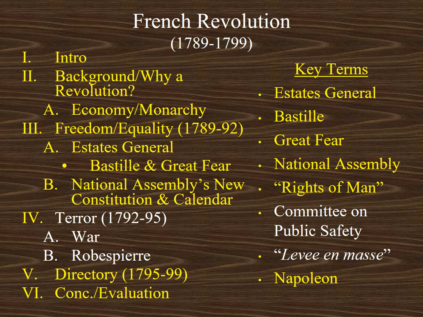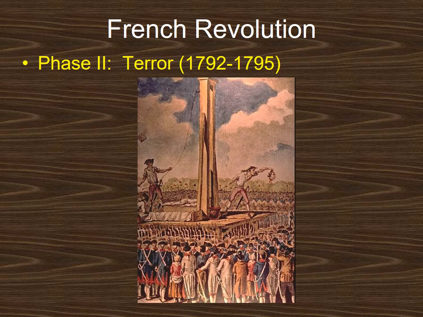Those are some of the highlights of the first phase of the French Revolution based on freedom and equality. Key events included the adoption of a new constitution and new calendar. Now we'll move to the second phase, based on terror. Phase 2 of the French Revolution could be characterized by this image here. It turned bloody and violent between 1792 and 1795.